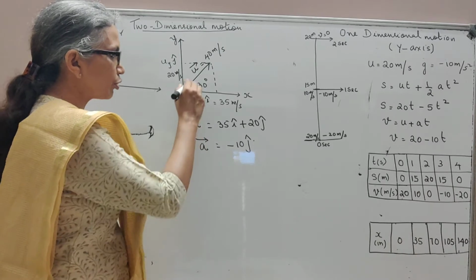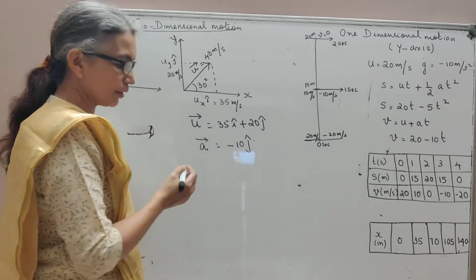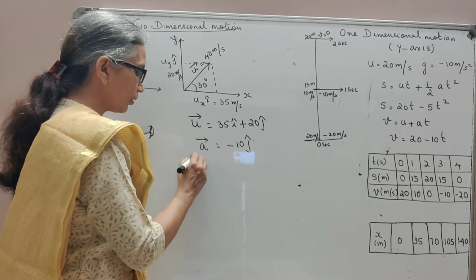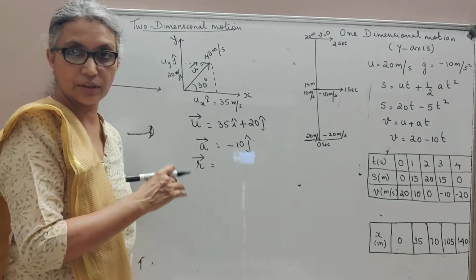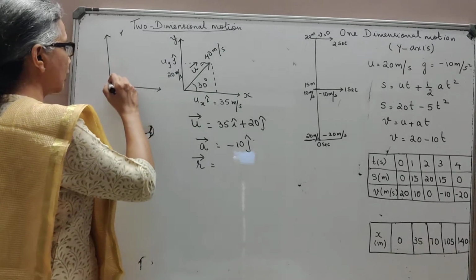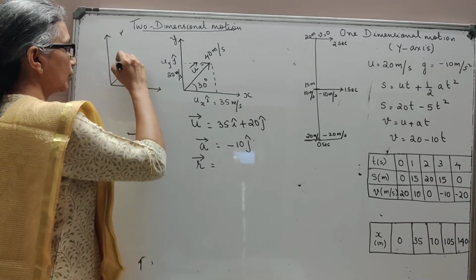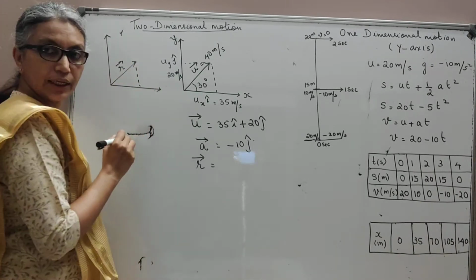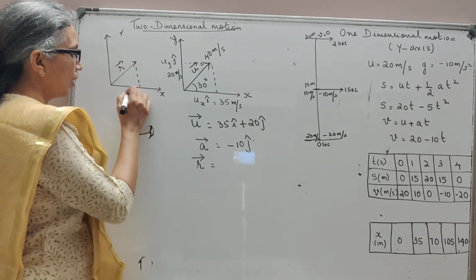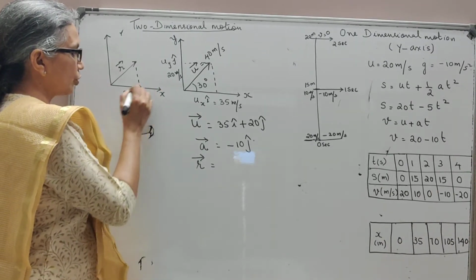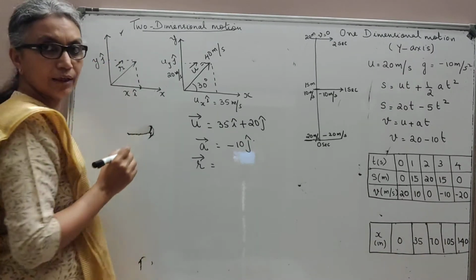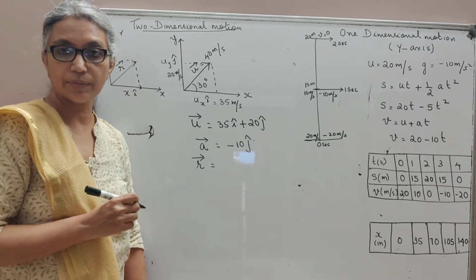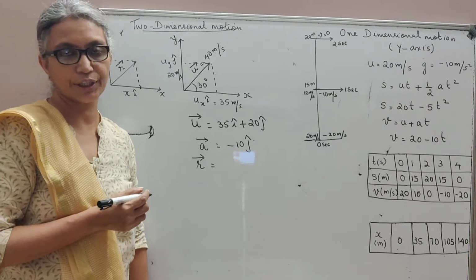Now, to find out the position of this particle at some instant, we need to write vector r, because in 2D, vector r has its components. Suppose this is vector r. It has a component along the x-axis which I would call x i cap, this much, and the component along this will be called y j cap. So that vector r can be written as x i cap plus y j cap.